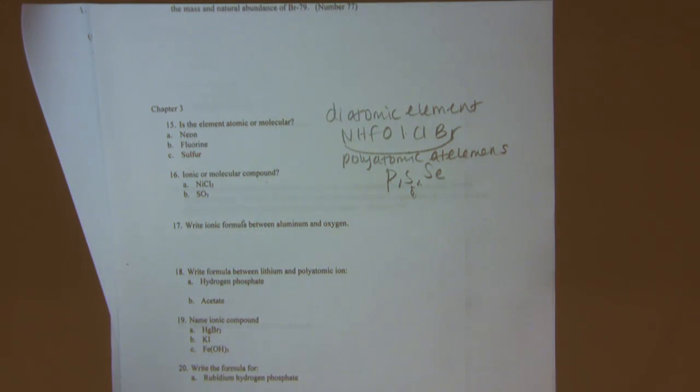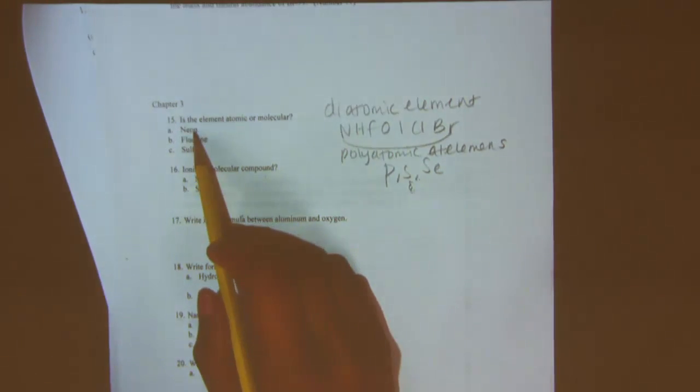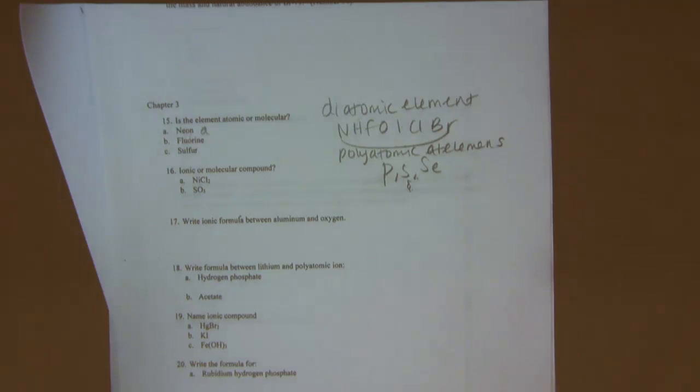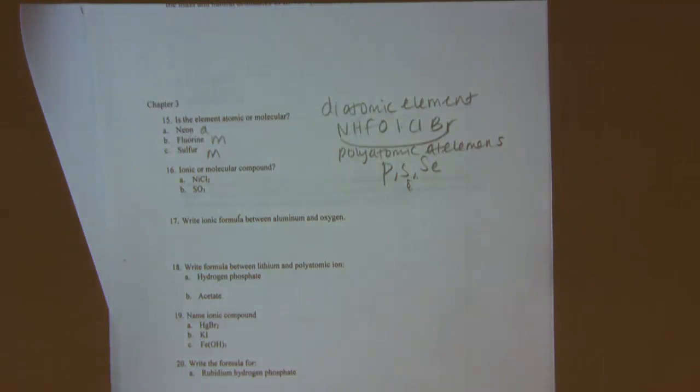So neon. As long as your element is not one of these elements, it will be atomic. Is neon one of these elements? No, so it'd be atomic. What about fluorine? Yes, it'll be molecular, and sulfur, molecular. Perfect. Number 16, ionic or molecular compounds.